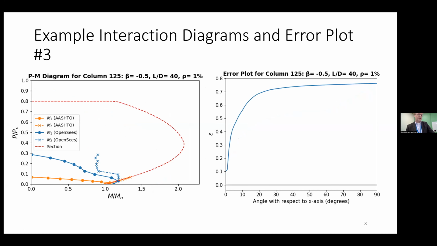Okay. And here's a case with beta equals -0.5, so anti-symmetric bending, unequal moments. Things kind of sputter out quite a bit. But this is a very stringent or extreme loading in a way. Here's the section analysis result, and then the ASHTO and OpenSees results for the first and second one.